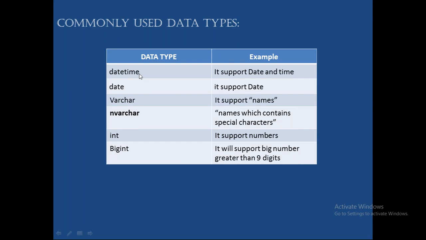Date means in this case you will get only the date, not the time. Varchar means only names, and nvarchar means names with special characters. Int supports only numbers. Bigint supports numbers too, but big numbers, such as greater than 9 digits. What is the example I have given? Mobile number.